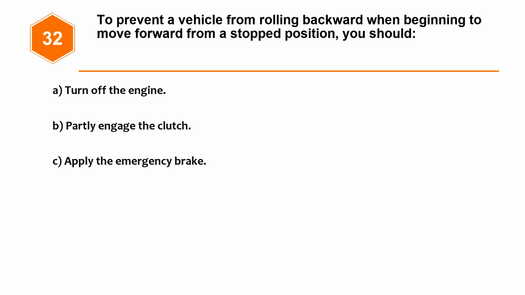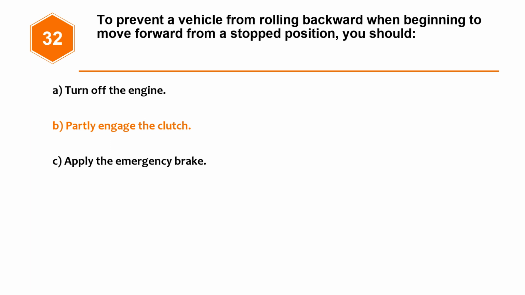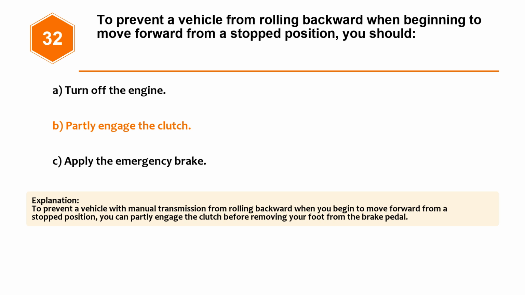Question 32. To prevent a vehicle from rolling backward when beginning to move forward from a start position, you should: Option A, turn off the engine. Option B, partly engage the clutch. Option C, apply the emergency brake. The correct answer is option B, partly engage the clutch. Explanation. To prevent a vehicle with manual transmission from rolling backward when you begin to move forward from a start position, you can partly engage the clutch before removing your foot from the brake pedal.